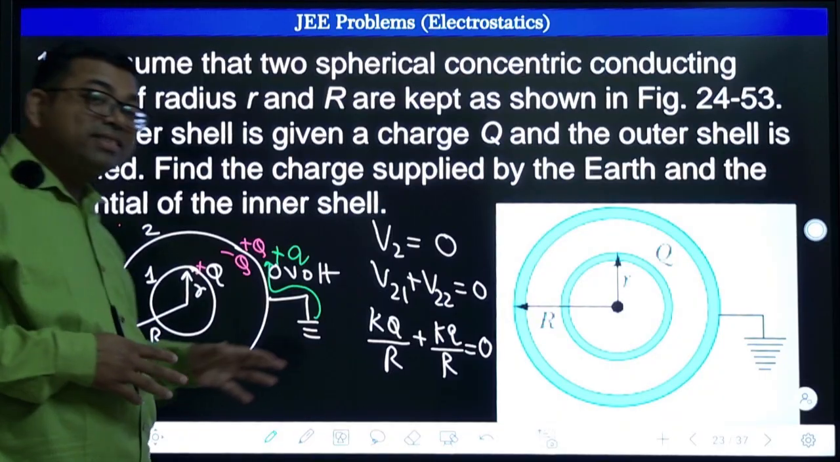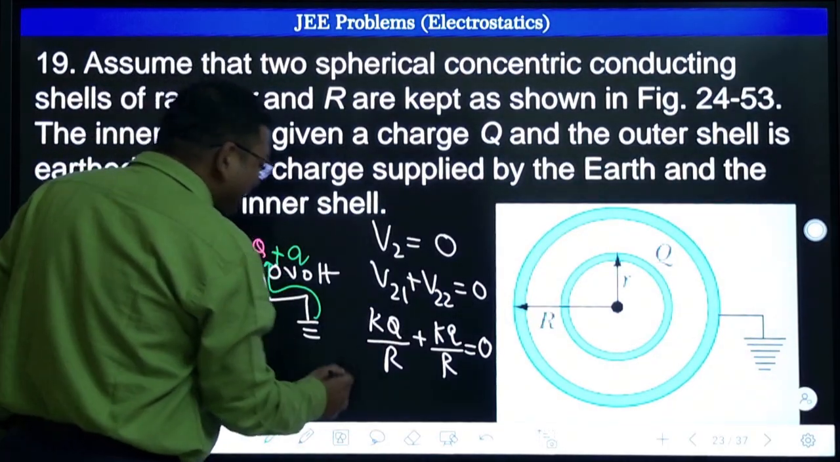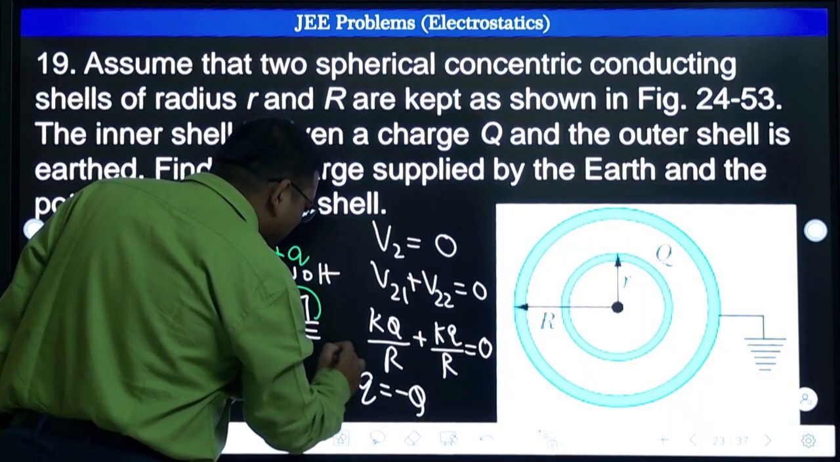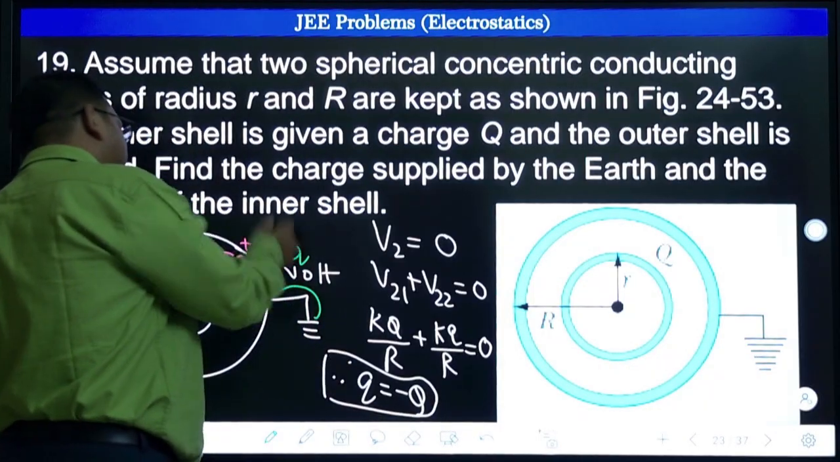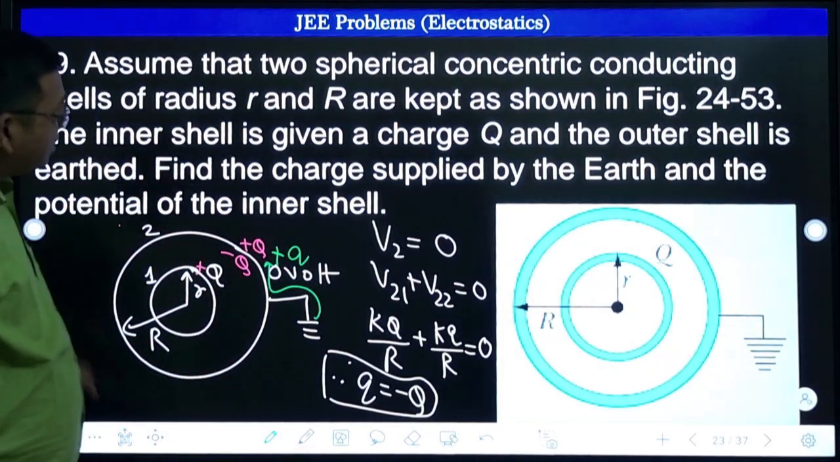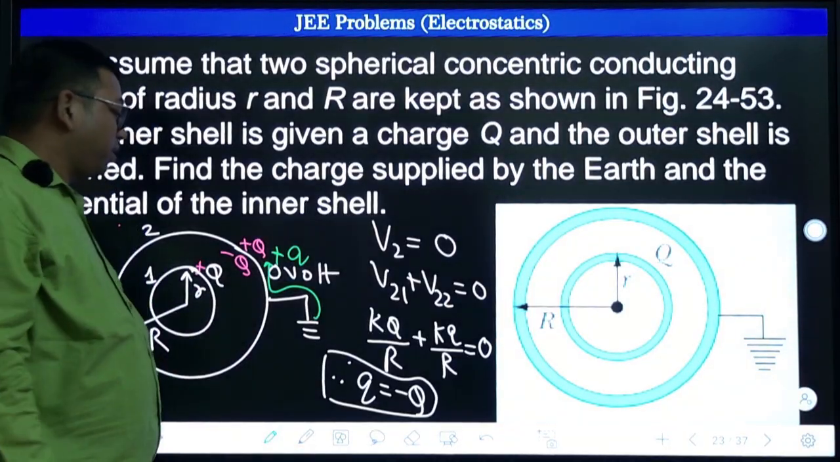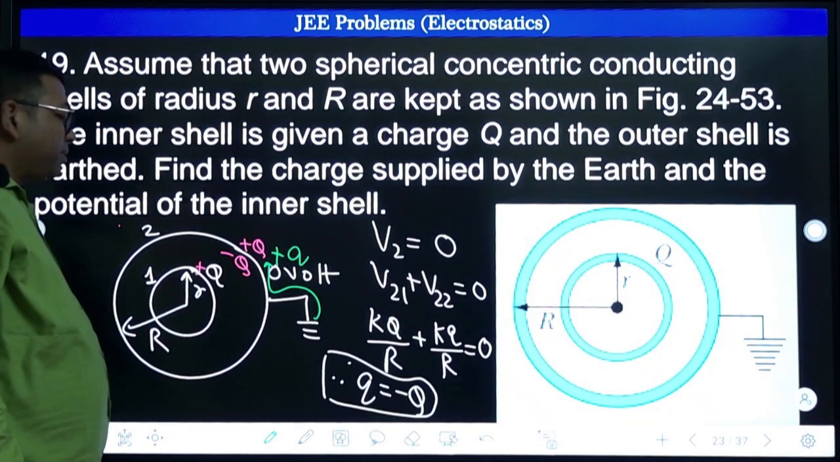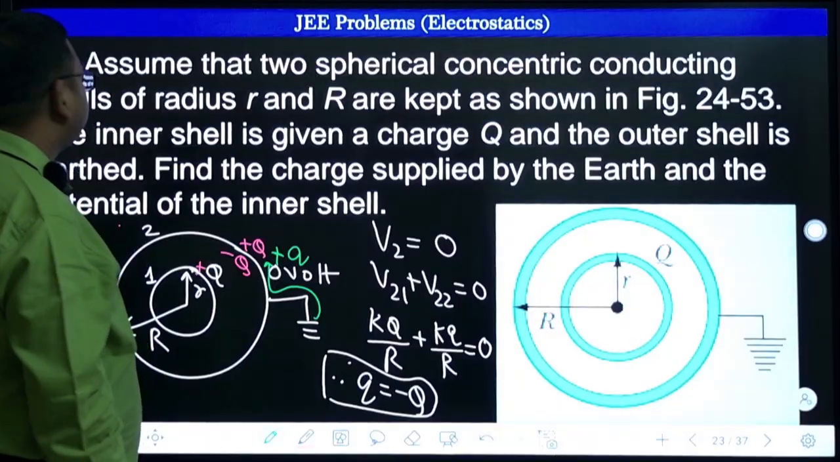Oh, that's what it is coming as same, right? So we are getting q as minus. So our guess was correct, that earth is supplying minus q to make the outside surface neutral. So the q supplied by earth is minus capital Q. That is the answer for that. Then what is the question?